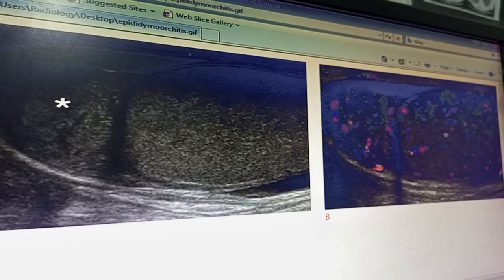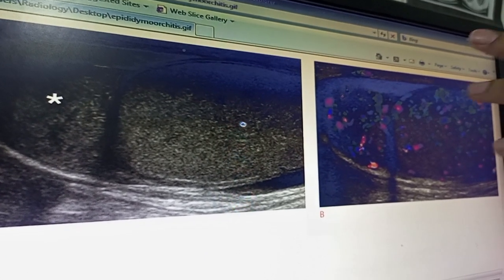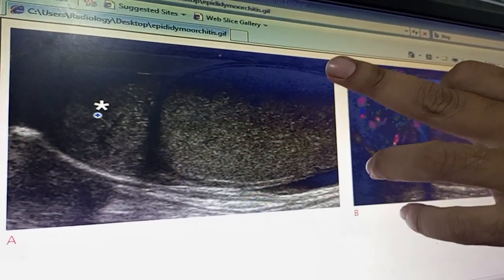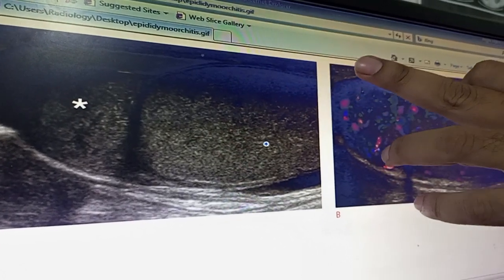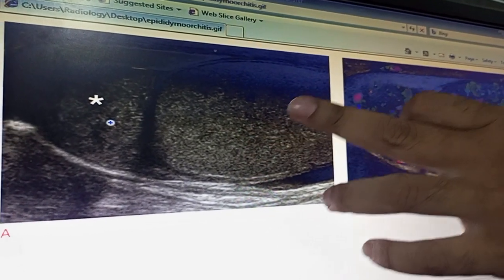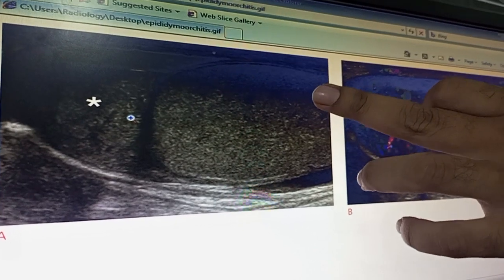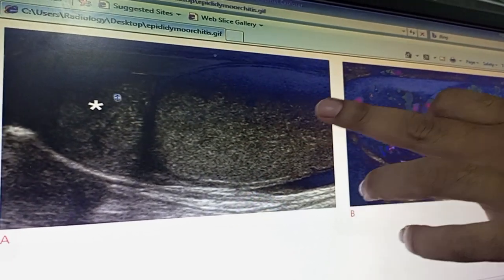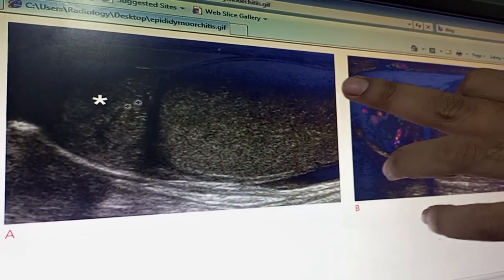So it is the case of the epididymo-orchitis. You should always rule out epididymo-orchitis when a patient comes with pain in the region of the testes. The main differentials are testicular torsion and epididymo-orchitis. So this is the case of the epididymo-orchitis.